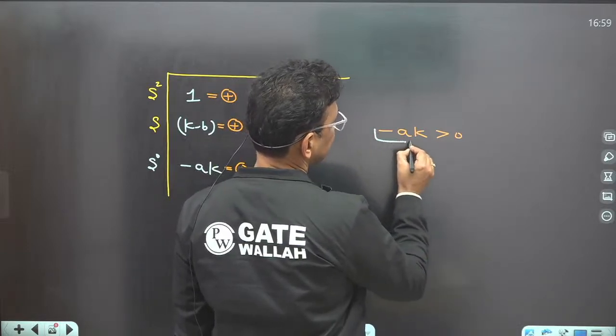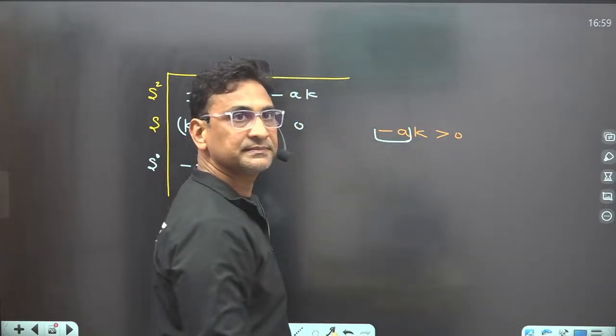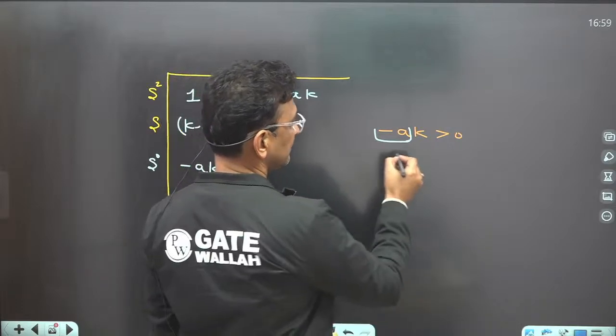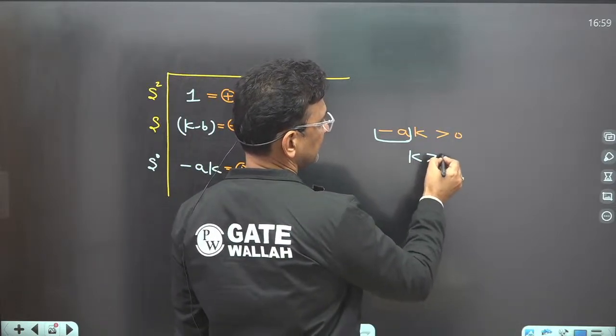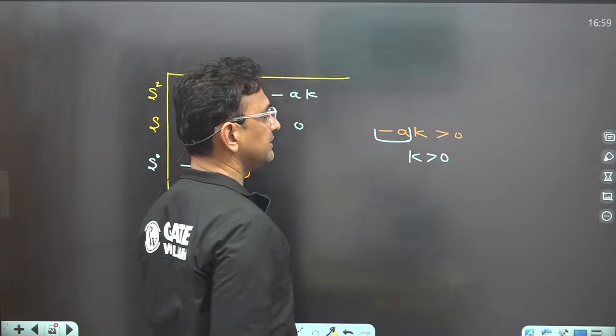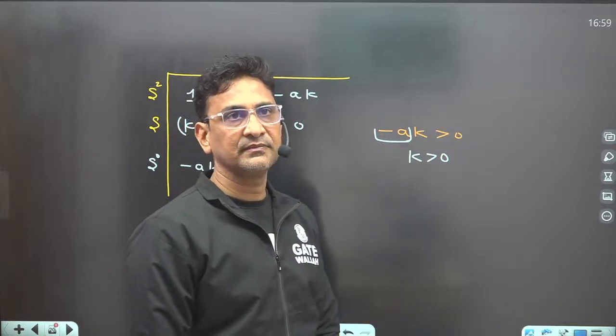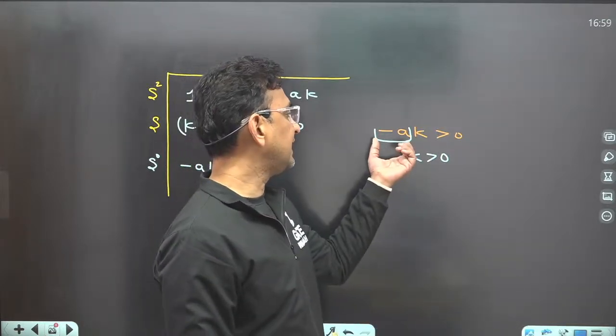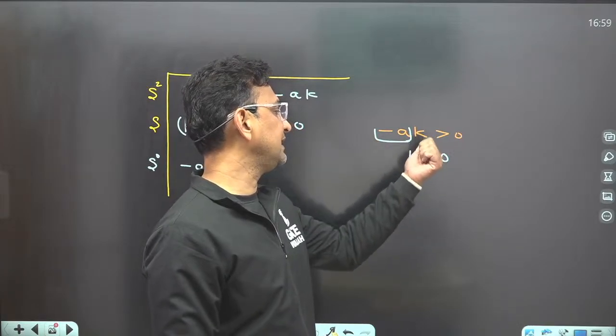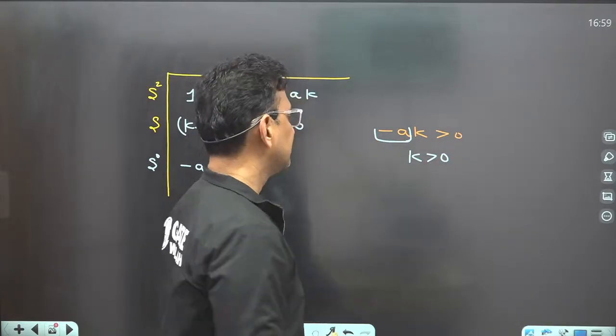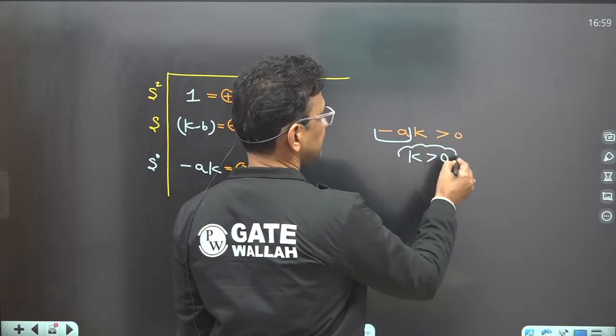This number is a positive number, minus a. So the k is greater than 0. Positive number multiplied by k, that means the k is greater than 0 only. If it would be a negative number, then it would become k is less than 0. So this is my first equation.